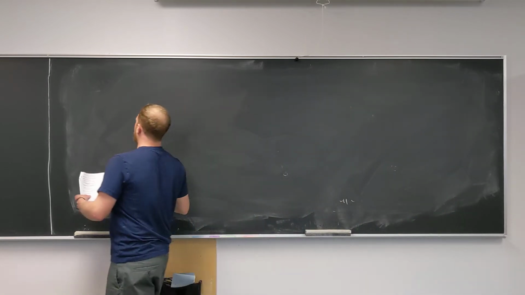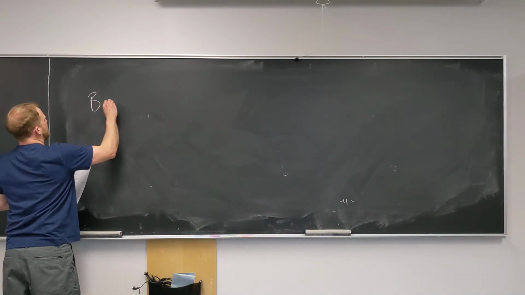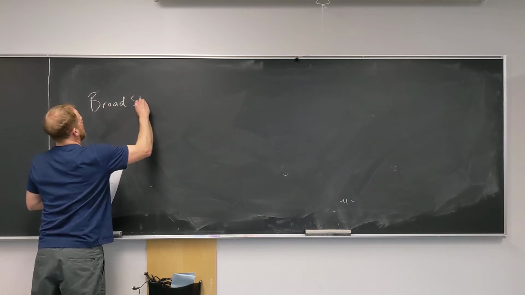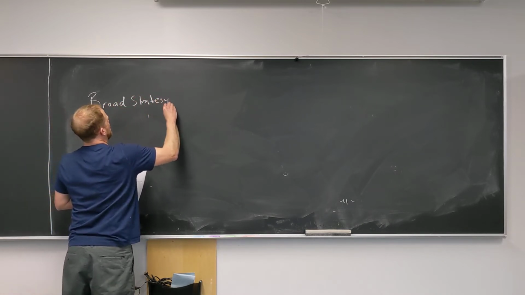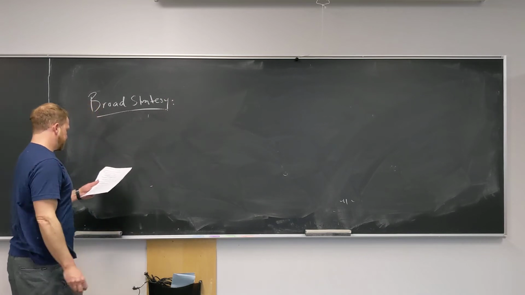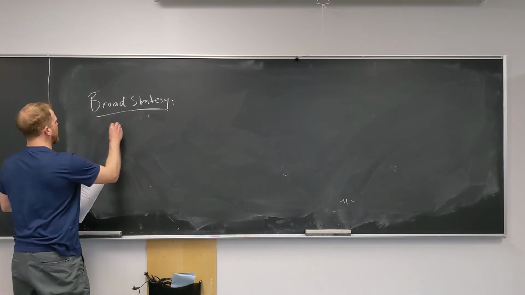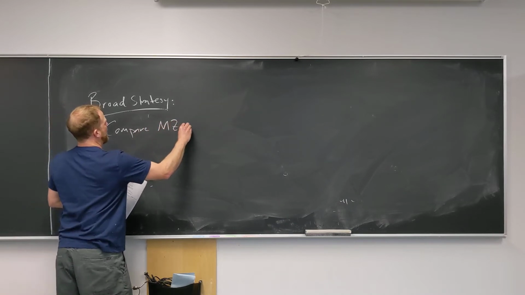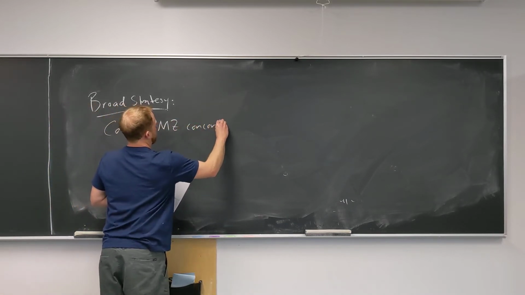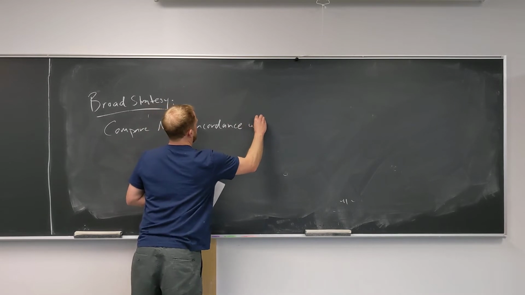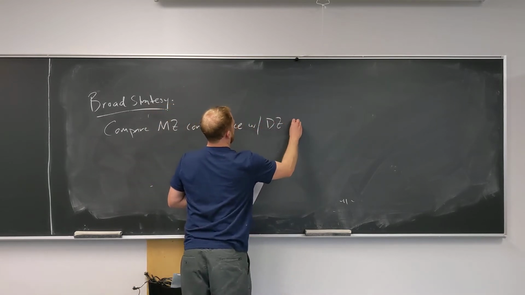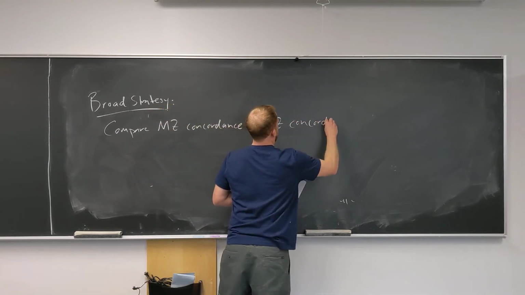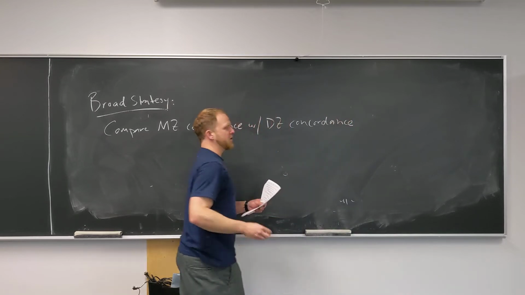So the broad strategy in this case is to compare monozygotic concordance with dizygotic concordance. Okay, so you're going to get two values out of this.